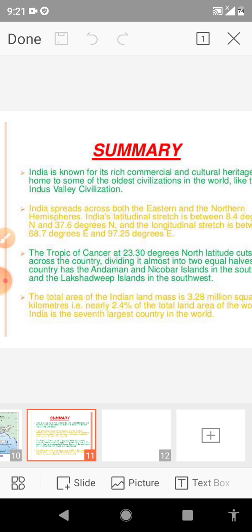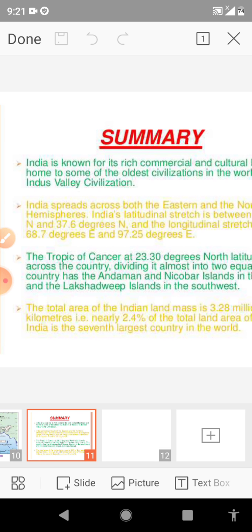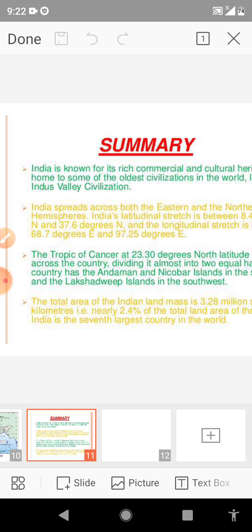The Tropic of Cancer, that is 23.5 degree northern latitude, passes through almost the middle of our country, and it divides our country into two equal halves. The total area of our country is about 3.28 million square kilometer, or you can say 32,87,263 square kilometer, which constitutes only 2.4% of the total land area of the world.